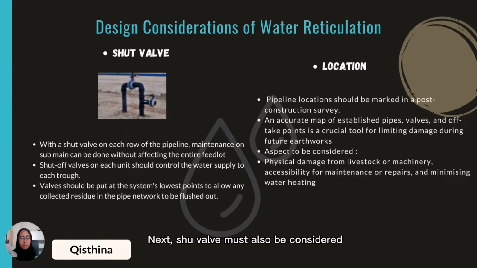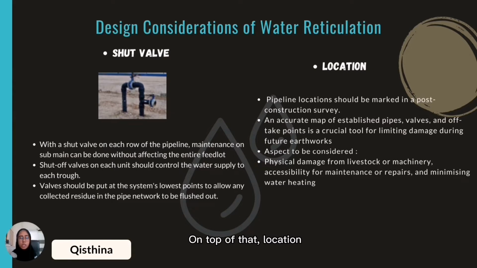Next, shut valve must also be considered in designing a water reticulation system. This is because, with the existence of a shut valve on each row of the pipeline, maintenance on a sub-main can be done without affecting the entire feedlot. Shut-out valves on each unit should control the water supply to each trough. Valves should be put at the system's lowest point to allow any collected residue in the pipe network to be flushed out.